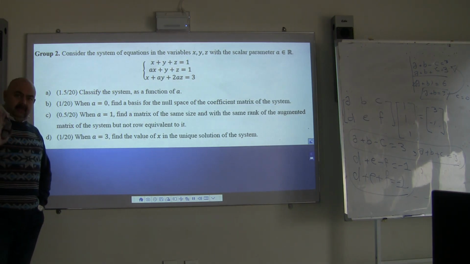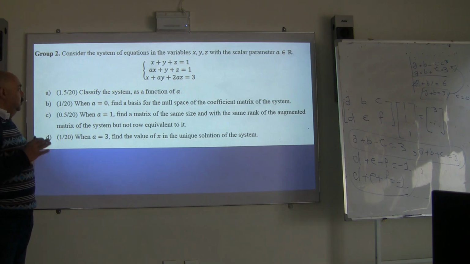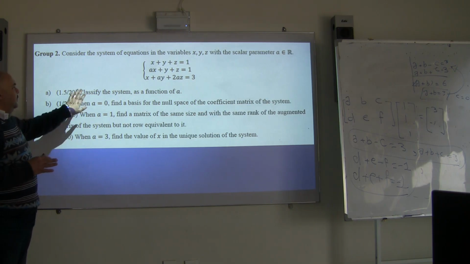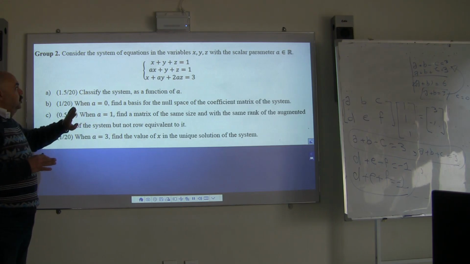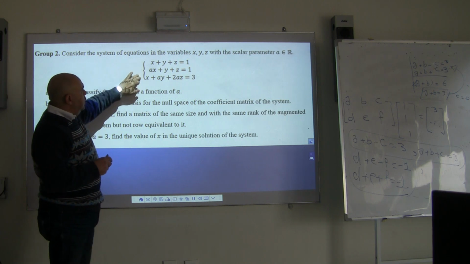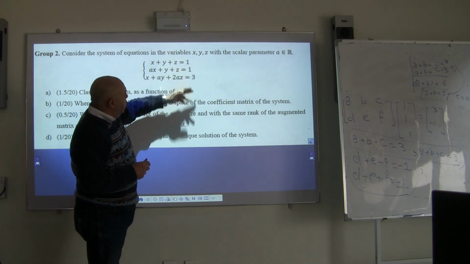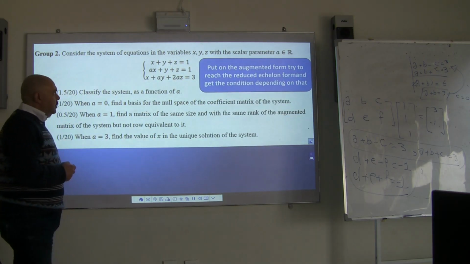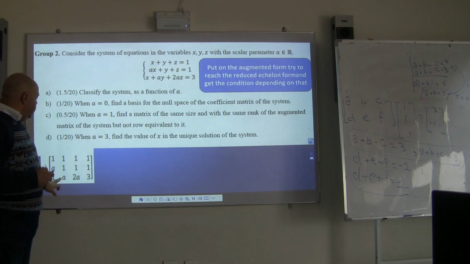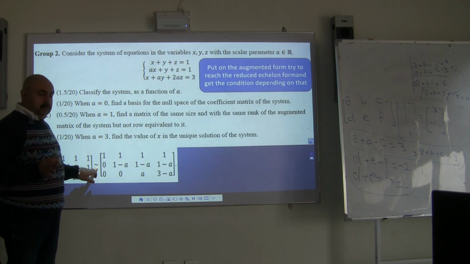Okay, once more a similar problem to the problem that we went through in the previous session, in the previous exam. He's giving you a system of equations and he will ask you some questions about it. Classify the system as a function of A, which is really very simple. All I have to do is to put the augmented matrix, which is 1 A 1, 1 A, 1 A, equal, and the right-hand side 1, 3. This is going to be the augmented matrix. Try to reach a reduced echelon form, and then you will find the condition.